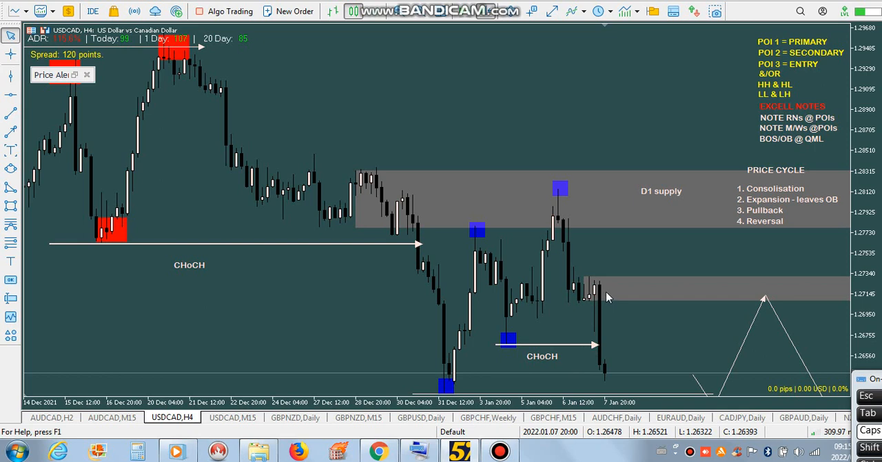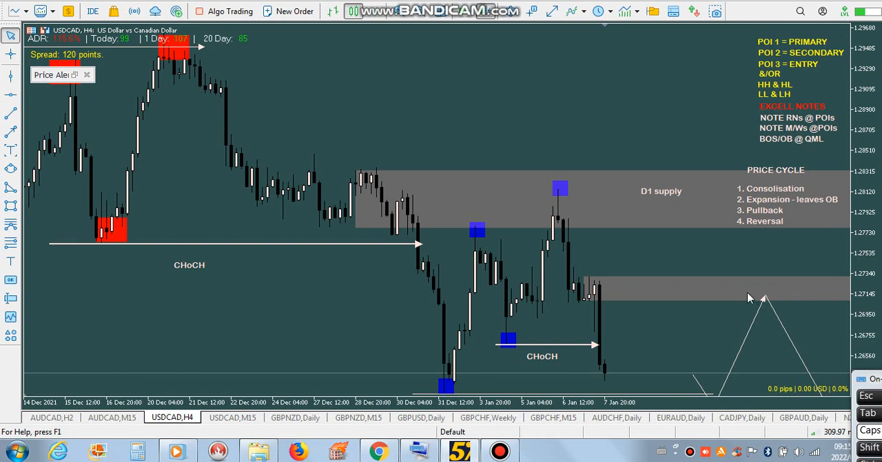We look up. Once we break structure to the low, we look up for a possible area where we can sell from. Now, this is the beautiful supply zone, which I have just marked here, meaning to say once price comes back to this zone, we can jump in with our sales.